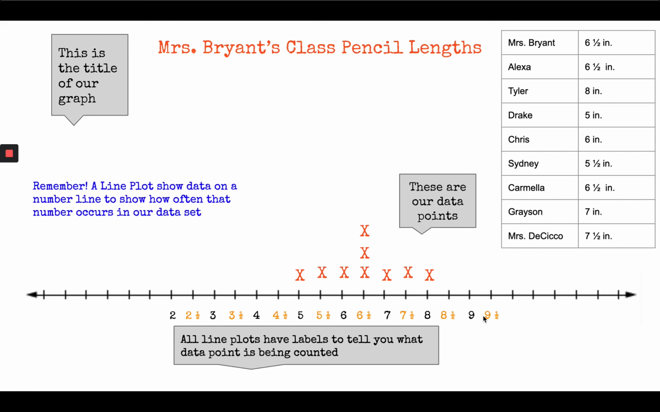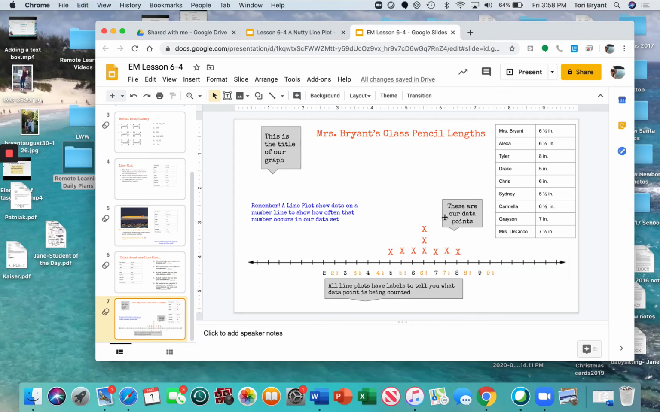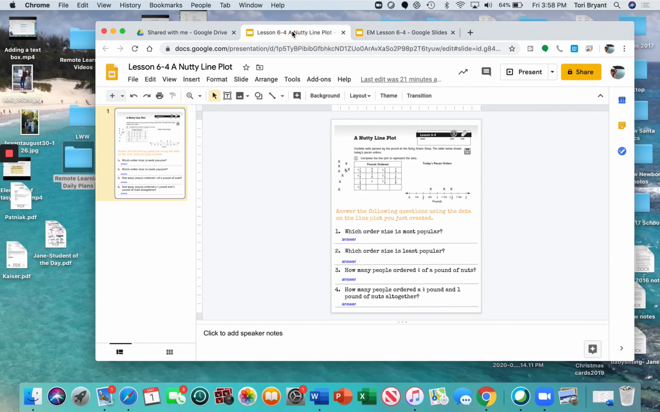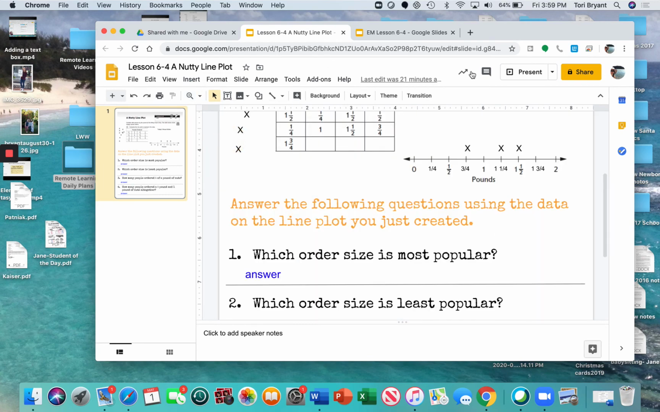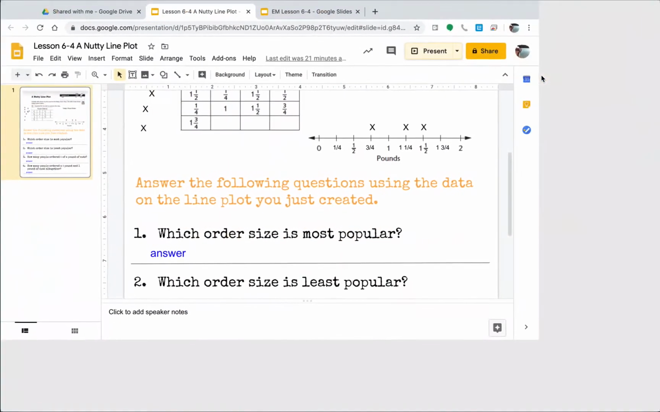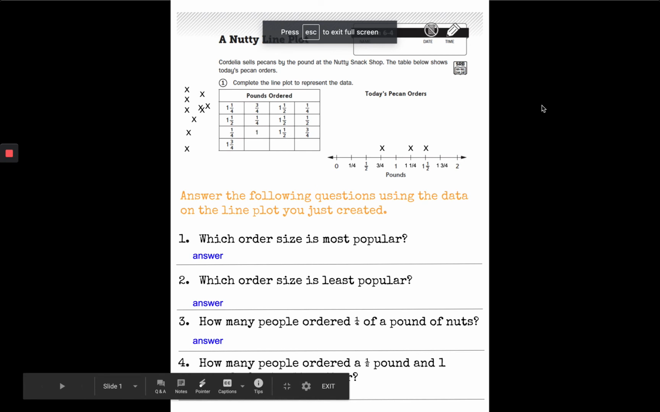Okay, so that is what we're going to be working on today, and I'm going to show you in a second what your math lesson is going to be. It's going to be called lesson 6-4, a nutty line plot. Okay, let me make this a little bit bigger so you can see. Actually, I can present this probably. Okay, so here we are.